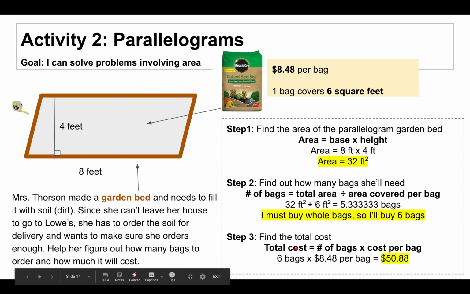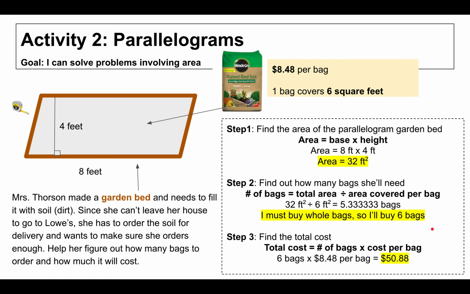The final step here is, well, how much is that going to cost me? I want to make sure I have enough money. To figure out the total cost, I need the number of bags times the cost per bag. Well, I'm buying 6 bags. It's $8.48 per bag. So that means total, I need to be able to afford $50.88 in soil, which is a lot of money to spend on dirt, but I love gardening.